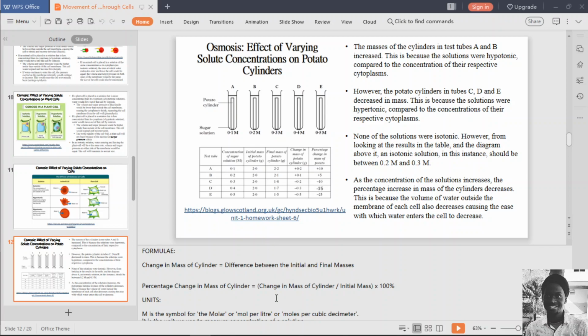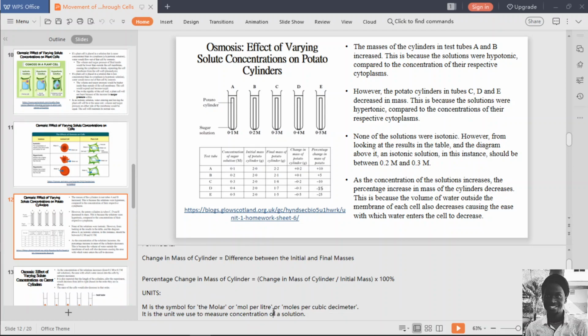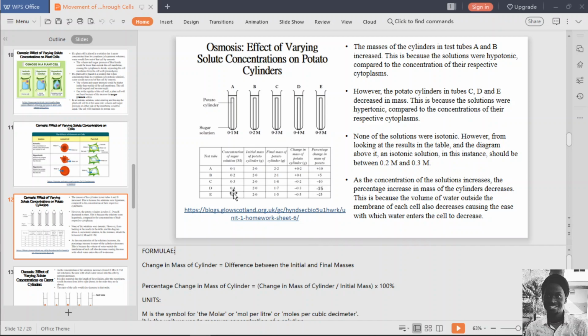Okay, it is what we use to measure the concentration of a solution. So here for A, after osmosis would have occurred, the mass of this cylinder here increased from 2.0 to 2.2 grams. So we had a 0.2 increase in mass because 2.2 subtract 2.0 is 0.2.